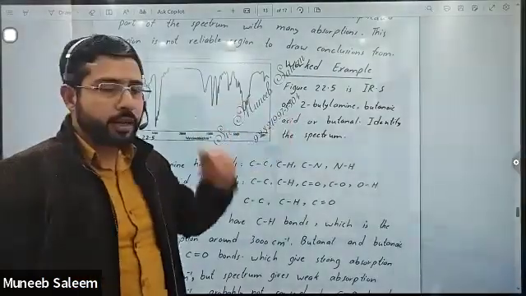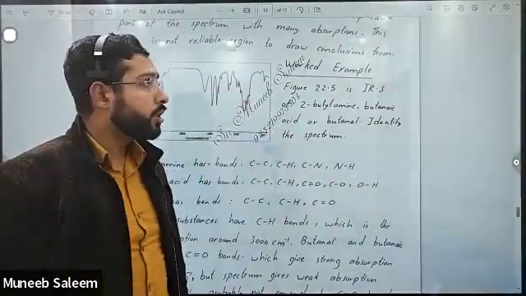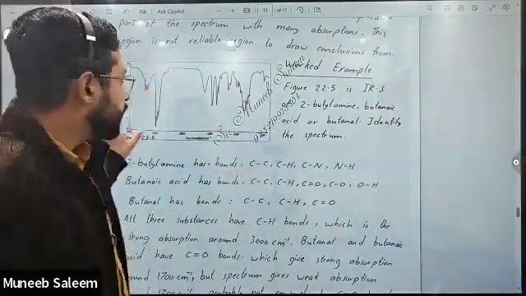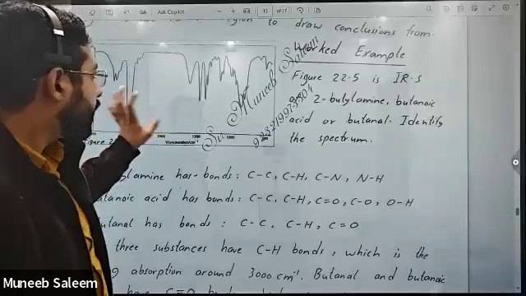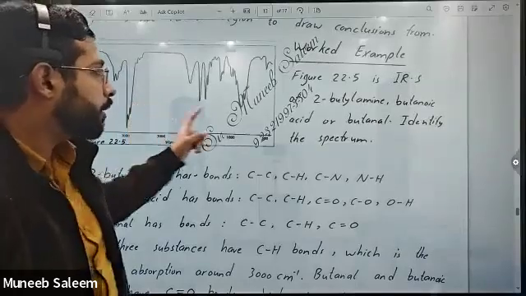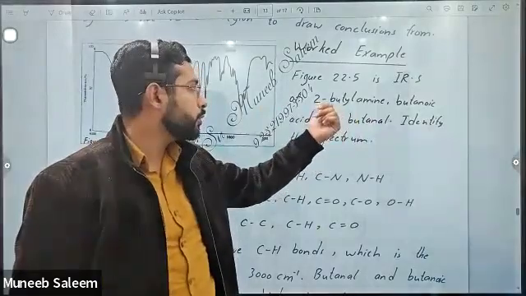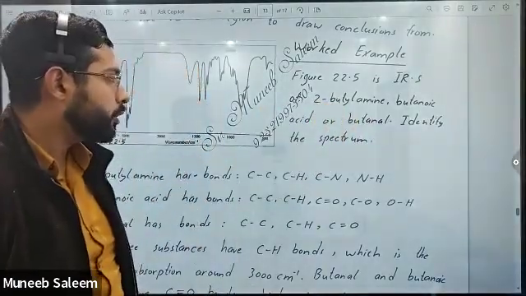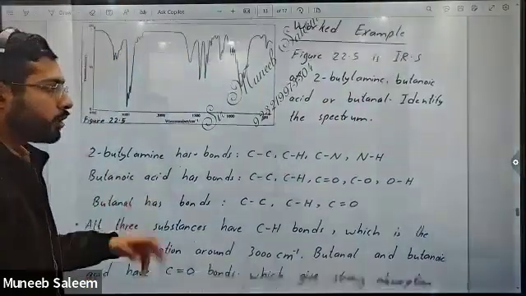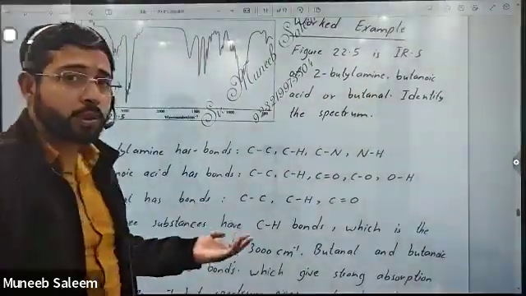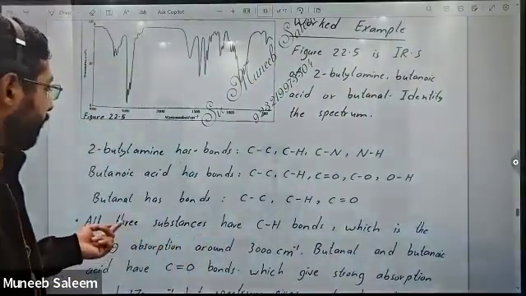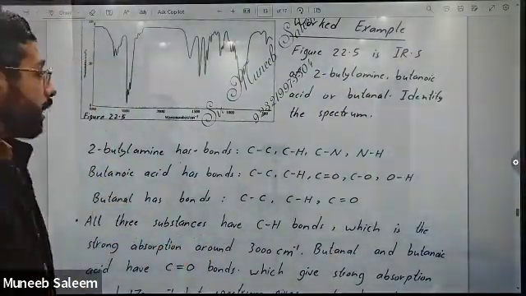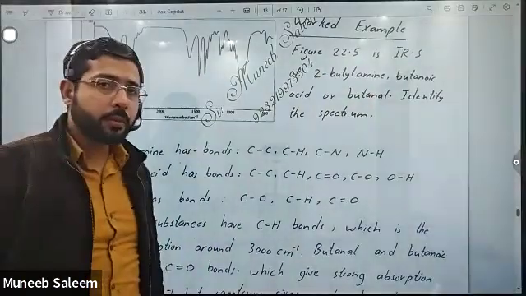So here they are taking a question in which you have to identify that this IR spectrum should be one of these three compounds. It could be 2-butylamine, it could be butanoic acid or it could be butanol. To check which one it belongs to, you have to consider the different bondings which must be present in the compound.